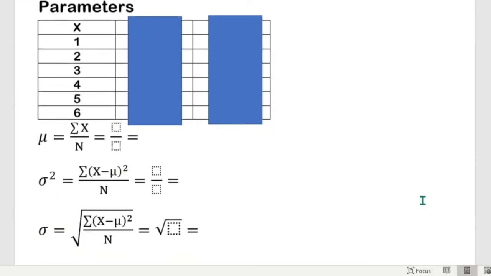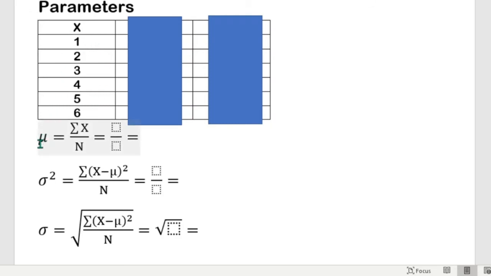Now, as I have said, we will be using the parameters. We will compute first the population mean, the population variance, and the population standard deviation. The problem is that we will be drawing randomly 2 cards from a set of 6 cards numbered from 1 to 6. That is, we have our x values here: 1, 2, 3, 4, 5, 6. And this represents the population.